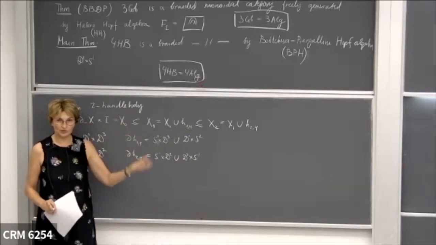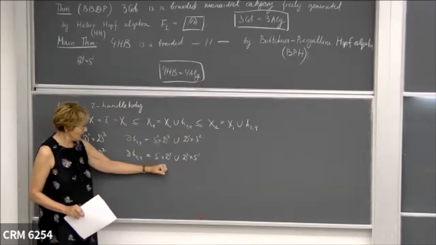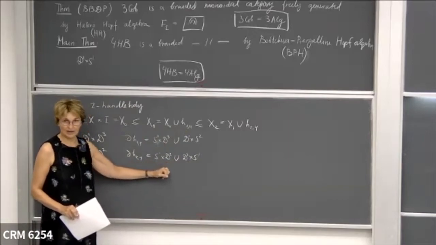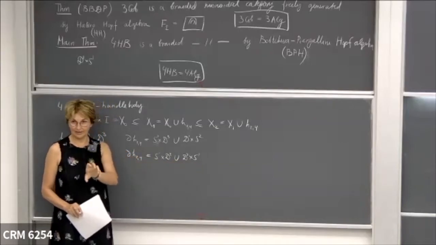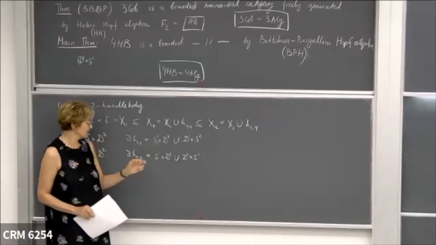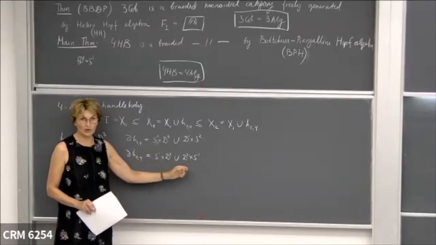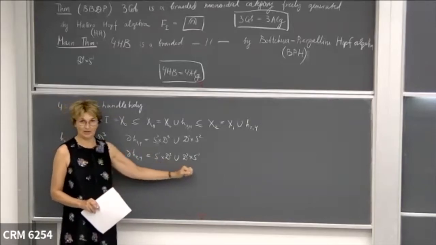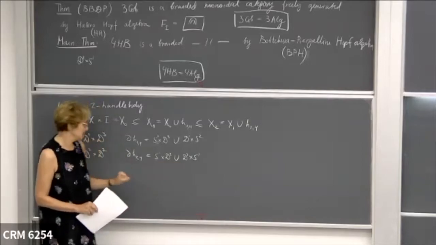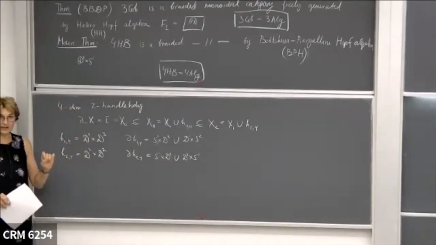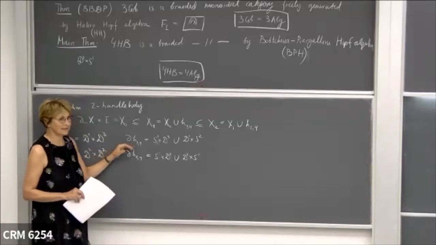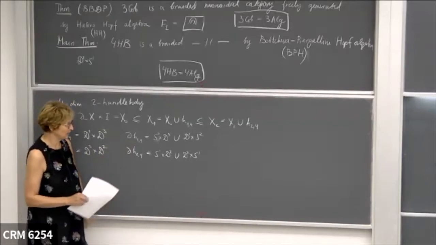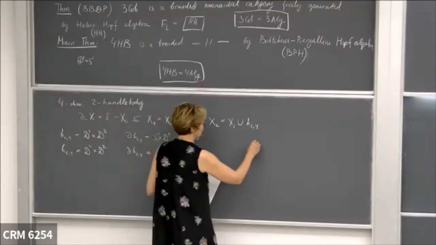And what we are doing on this S3, we are removing a solid torus and gluing another solid torus differently instead. And this is exactly this construction, which is known on the boundaries. This is surgery. So these two handles, what they do on the three sphere, they do surgery. So these are the surgery components.